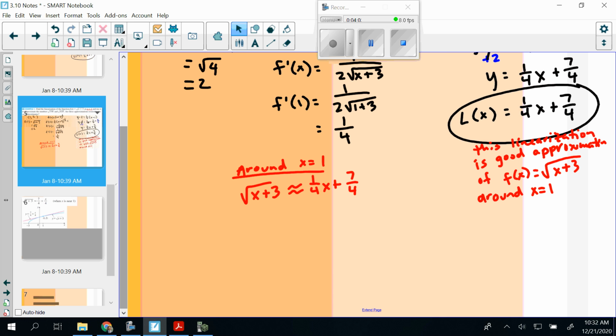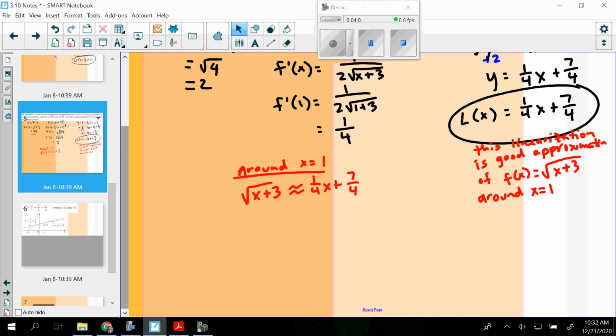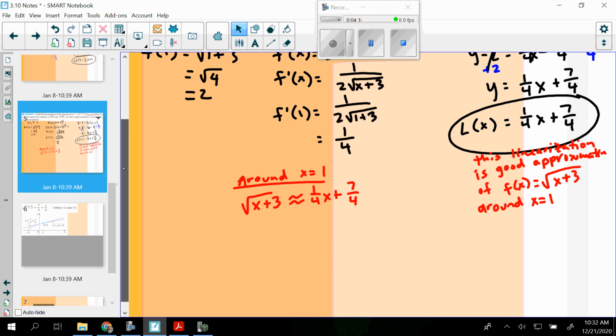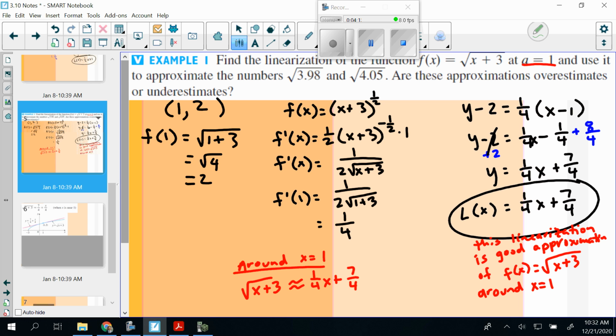So now we want to figure out what value around 1 we would want to use to approximate these two up here. Let's start with this one. What if we're going to approximate the square root of 3.98? What would be the x value we'd want to put in there to do that? Well, it's whatever x is plus 3. So if we have x be 0.98 and add that to 3, that would end up being 3.98. So that's the x value we would want to use.